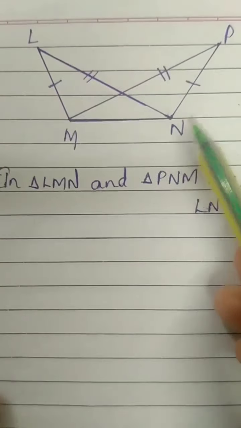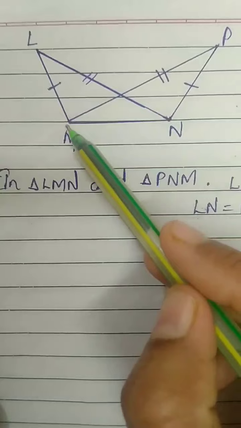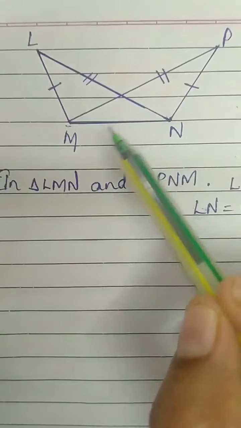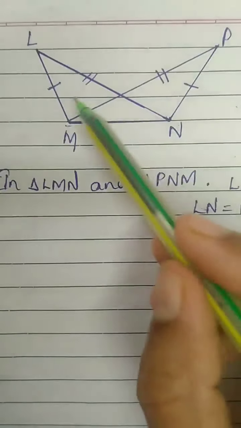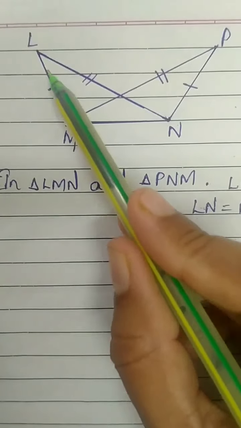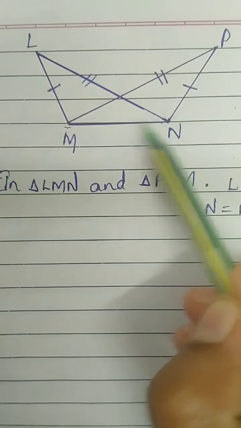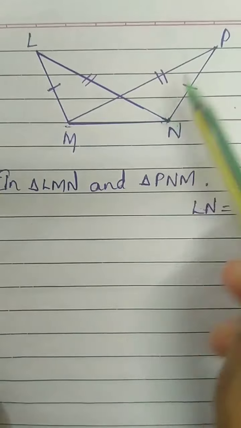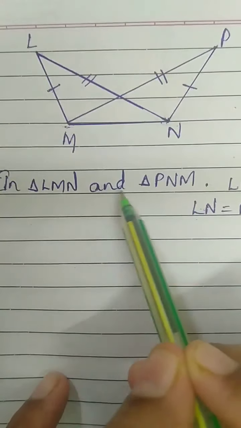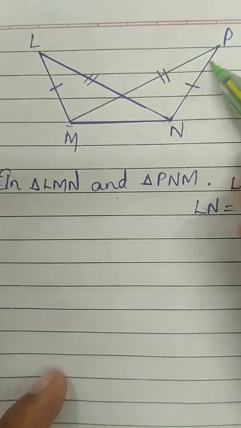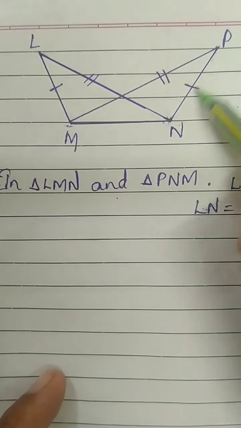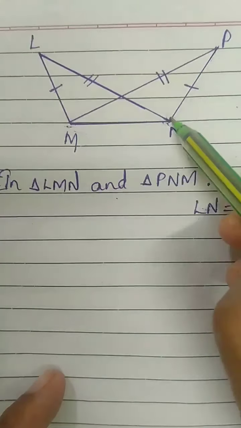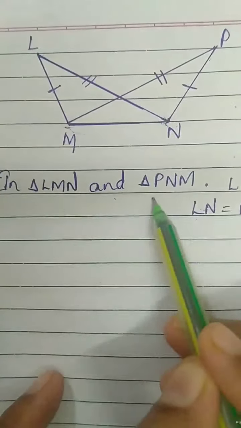Similarly, the next sum, in triangle LMN and the other triangle. How did you take LMN? Single marked to nothing marked. MN is not marked, so single marked to nothing marked. In triangle LMN and the next triangle will be single marked, that is PNM, single marked to nothing marked. So these are the names.